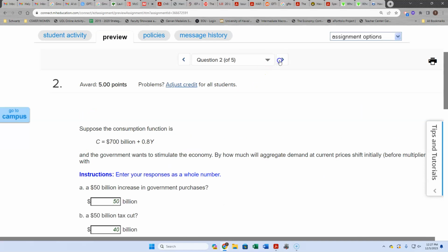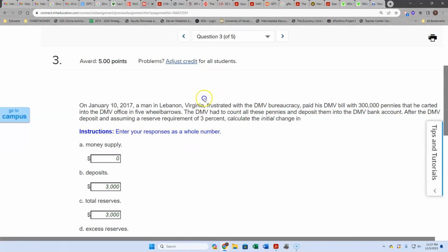Okay, now let's look at the next one. I'm just reading this for the first time here. 300,000 pennies. Oh, that's pretty shitty. Okay, so that's 3,000 bucks. That's a pretty interesting question. Okay, so $3,000. Banking system has a 3% reserve requirement. How much does the money supply change by?